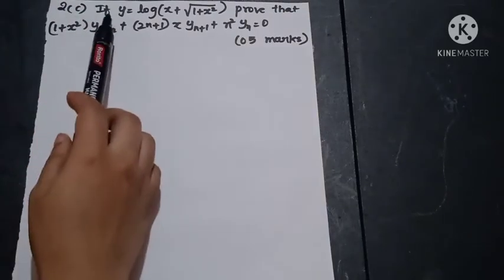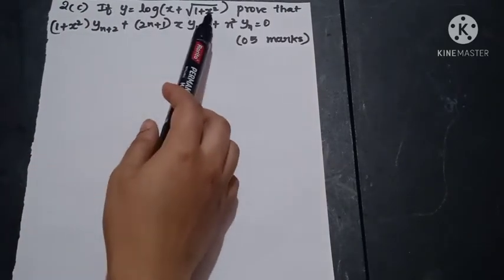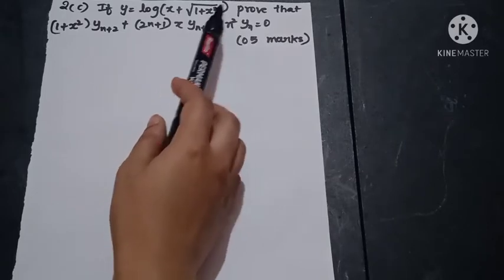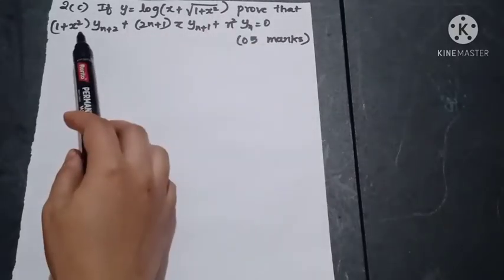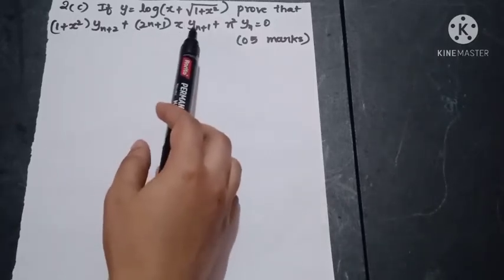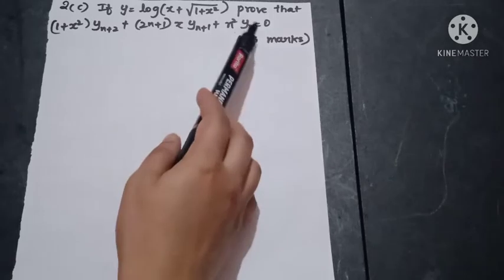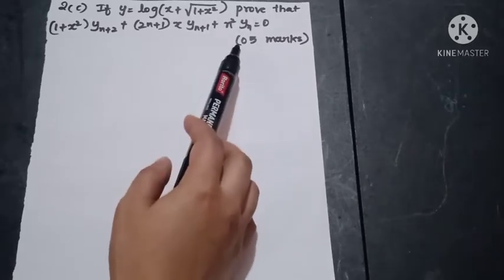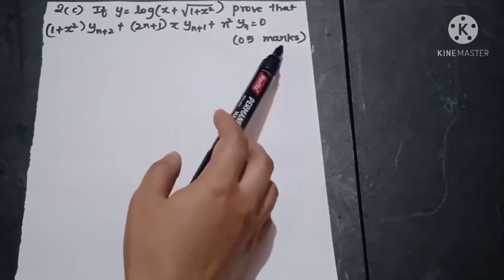2C question is, if y is equal to log of x plus root of 1 plus x square, prove that 1 plus x square yn plus 2 plus 2n plus 1 into xyn plus 1 plus n square into yn is 0. So this carries 5 marks.